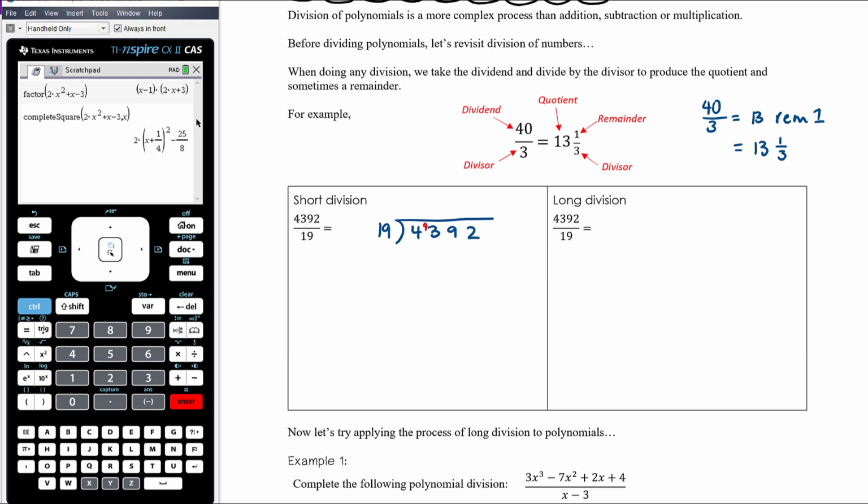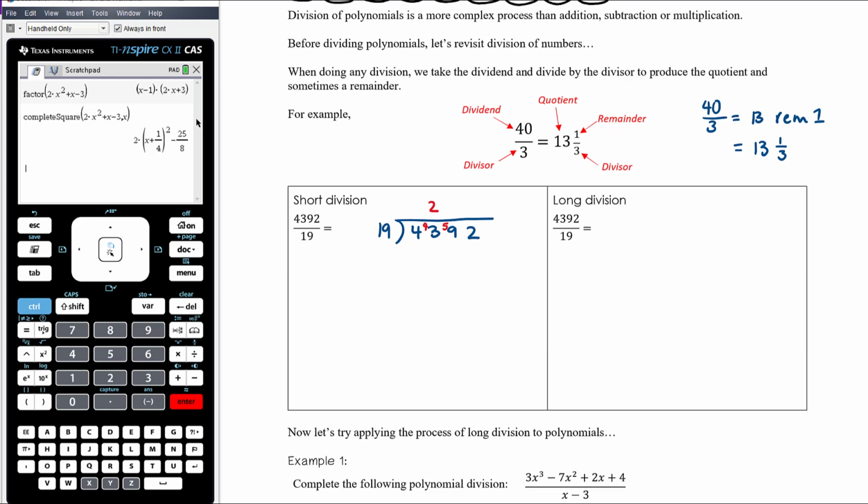Then we're looking at how many times 19 goes into 43. 19 goes into 43 twice whole. The quotient is 2, so that goes at the top. Then we need to work out again what the remainder is. 19 times 2 is 38, which means the remainder when we divide into 43 is 5. So that 5 gets carried over into the next column.